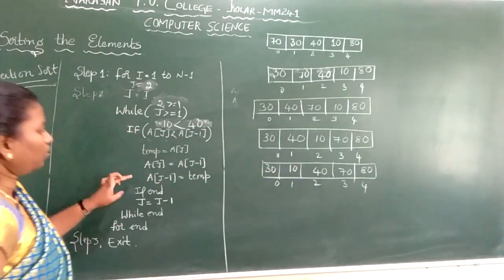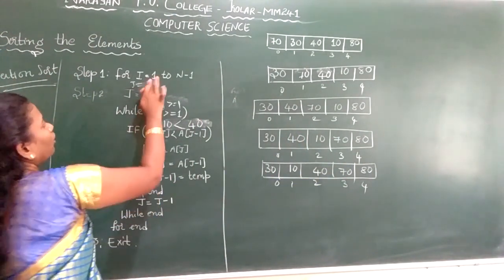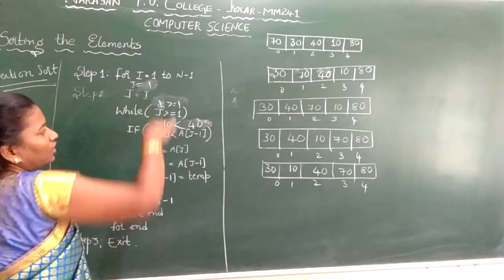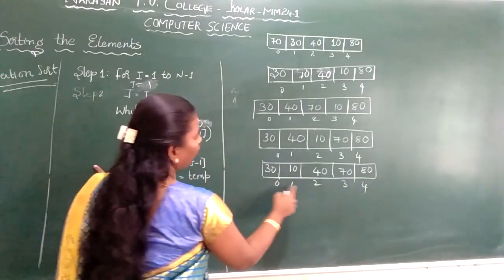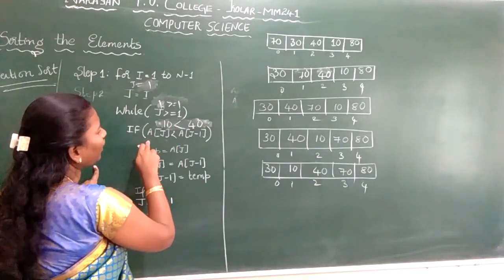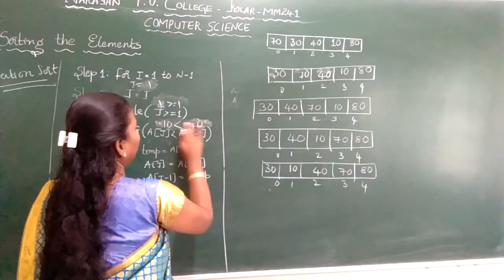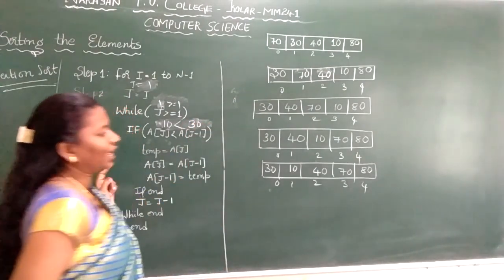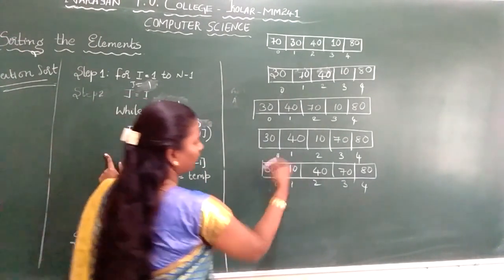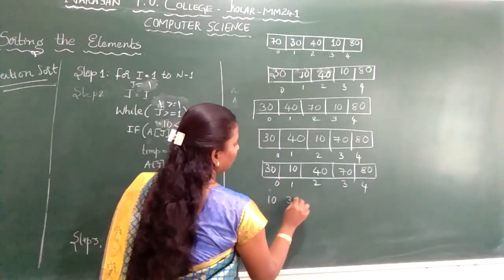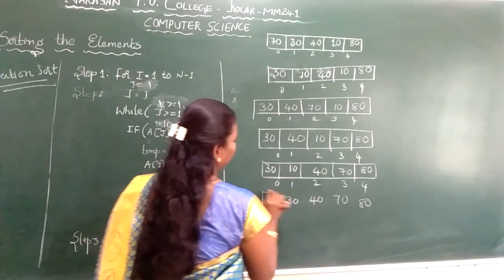Okay. Now again j will become j minus 1, that is 2 minus 1 is 1. Now what is the j value? 1. 1 is greater than or equal to 1. Yes, condition satisfied. Now what is A of 1? A of 1 is 10. Now A of 1 minus 1 is 0, that is 30. So 10 is less than or equal to 30. Yes. Again condition satisfies. Again you need to swap. 10, 30, 40, 70, 80.